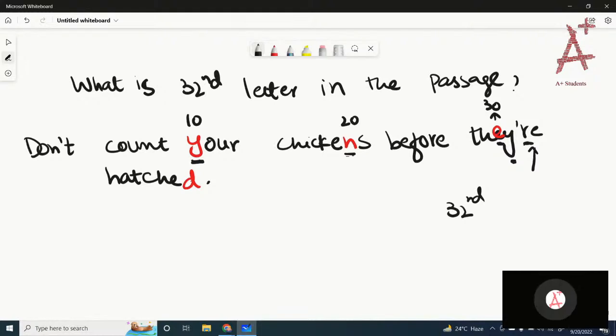So basically this is the ordinal. 32nd is an ordinal, because you found the position of the letter R. So R is at the 32nd position. Got it?